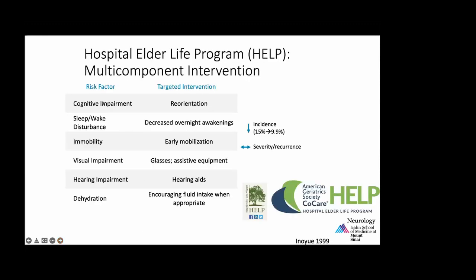So the intervention was along these 6 domains. So thinking about reorientation, sleep-wake disturbances, early mobilization, addressing visual impairment, so literally like glasses, having the patient's glasses at the bedside, and visual aids, as well as hearing aids when possible, and also addressing dehydration. She was able to show a reduction in delirium incidence, and this has now been replicated all over the world hundreds of times. It's called the Hospital Elder Life Program, used to be its own thing, and it was recently absorbed into the American Geriatric Society.